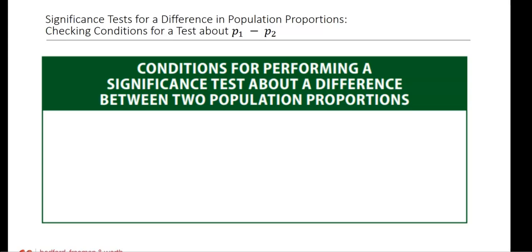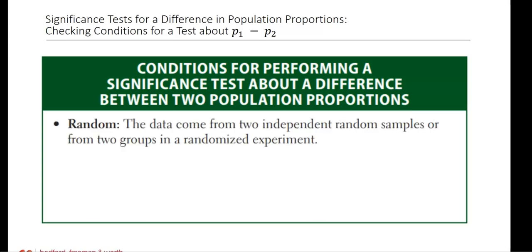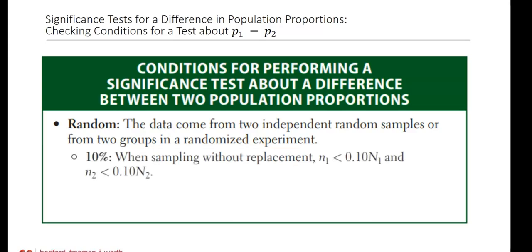So what are the three conditions for this one? The first one is random. They need to come from two independent random samples. Now you should remember that from two prop Z intervals, right? Same thing, two independent random samples. You have to check it twice for both proportions. Of course, if it is an experiment, it would be random assignment for both. Less than 10%, nothing different about that.